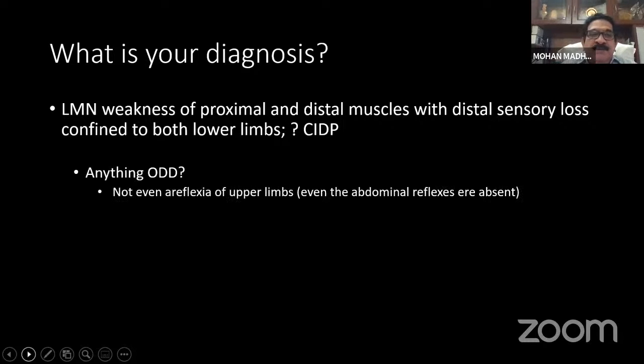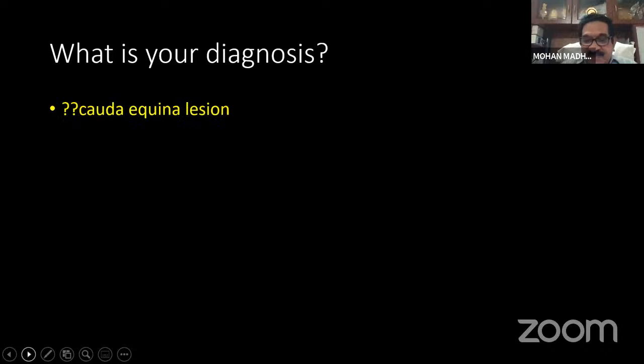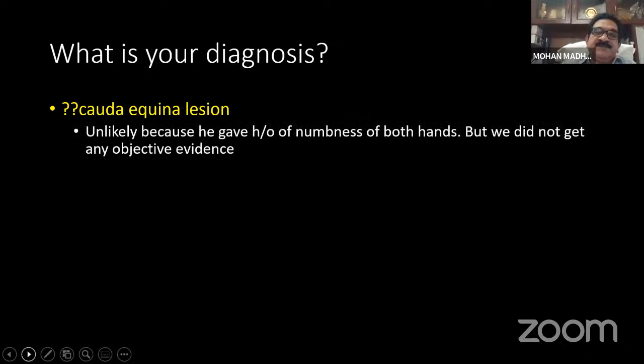Is there anything odd? Not even a reflex in the upper limb, even the abdominal reflexes are absent. That I thought was odd, as somebody has pointed out. Can it be a cauda equina lesion? Very unlikely, because it can produce lower limb weakness and sensory loss, but we cannot get numbness in the upper limb or the anterior abdominal wall, and that is not there on examination. So could it be an unrelated CTS? That also you have to keep in mind, whether we are dealing with the numbness maybe with something else.